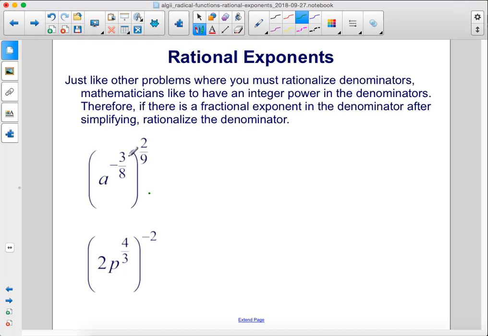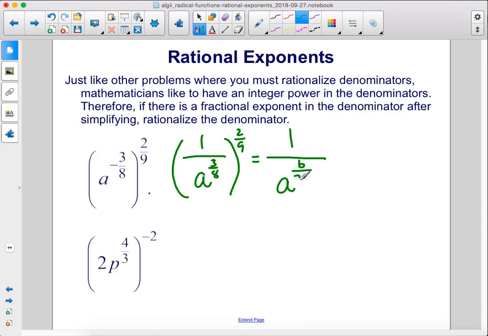Here, I'm going to rewrite this because we have a negative exponent, so that becomes 1 over a to the 3/8 power raised to the 2/9 power. Now we can multiply these together. So we have 1 divided by a to the 3 times 2, which is 6, over 8 times 9, which is 72. 6 over 72 is 1 over 12. So now we have 1 over a to the 1/12 power.